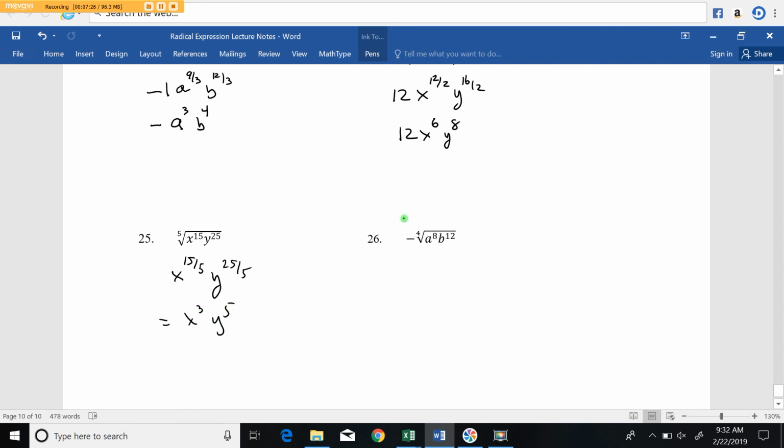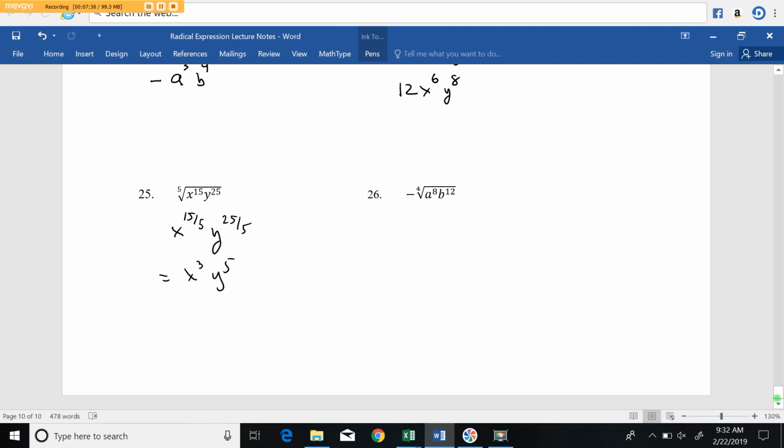I'll leave this one as an exercise for the reader. I would just point out this minus sign just stays out in front. Don't let that bother you. A to the 8 over 4, b to the 12 over 4, and you can write it out. Oh, looks like I'm at the end of my sheet.